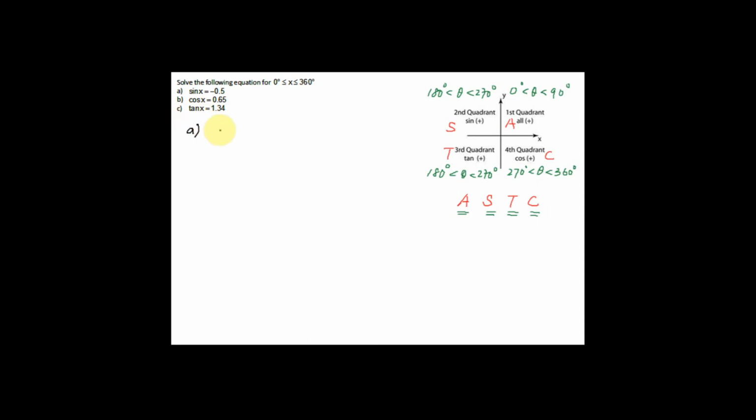That is sine x equal to negative 0.5. There are a few steps to solve these equations. The first step, you have to write down the range for x. The x is from 0 degrees to 360 degrees. Remember, this is the first step. The second step is to find the basic angle. The basic angle is actually the acute angle. Remember, an acute angle is any angle that is less than 90.